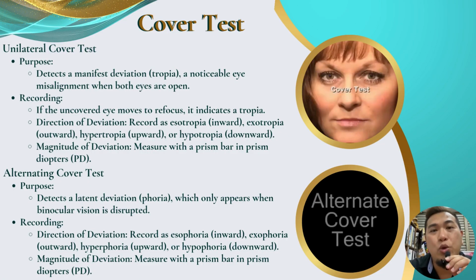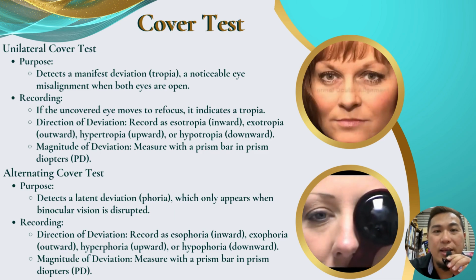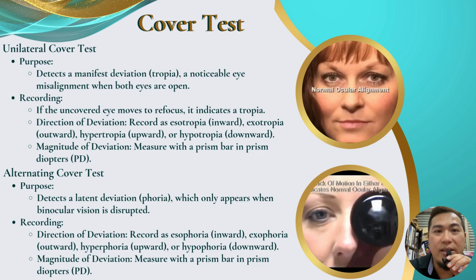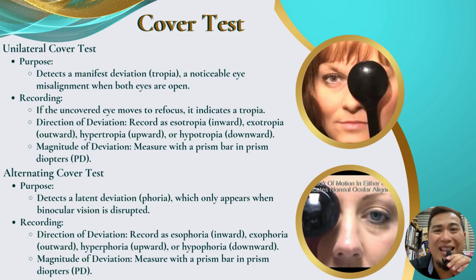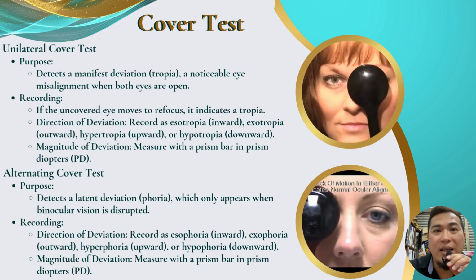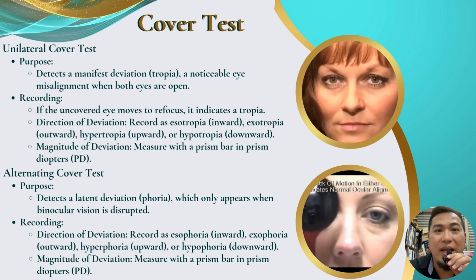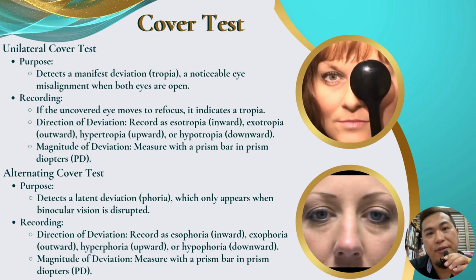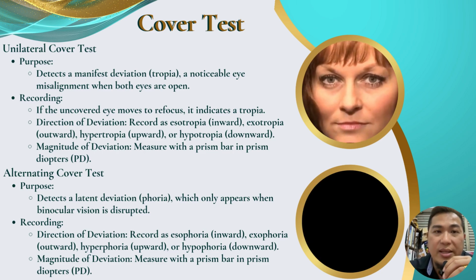Now let's look at the two main types of cover tests: the unilateral cover test and the alternating cover test. These tests help us identify visible or hidden eye misalignments, also known as deviations, and determine their direction and size. First, the unilateral cover test.